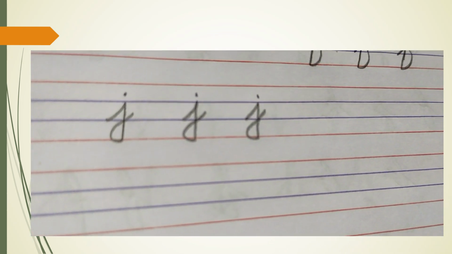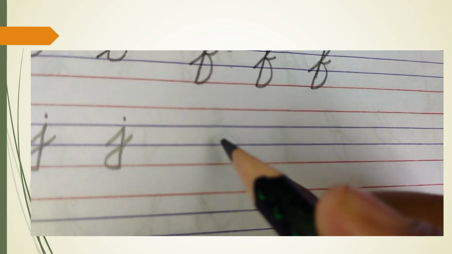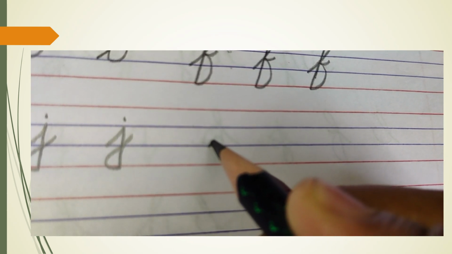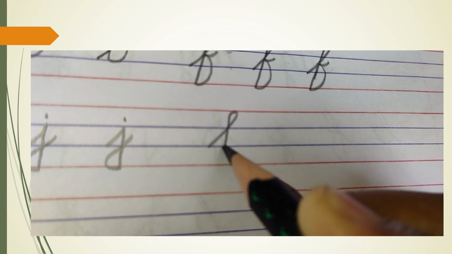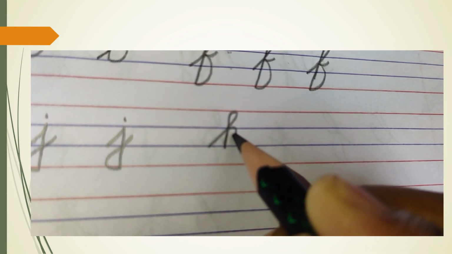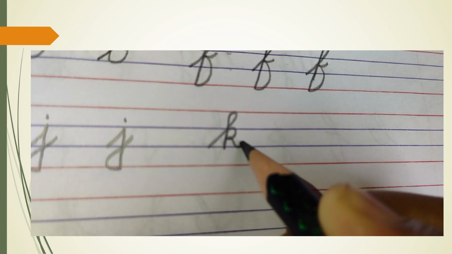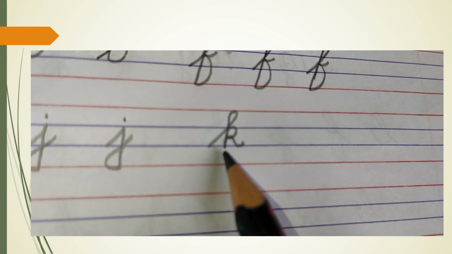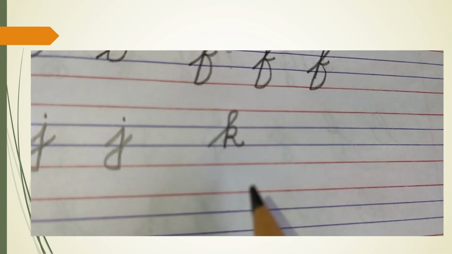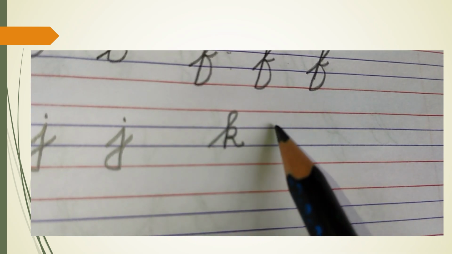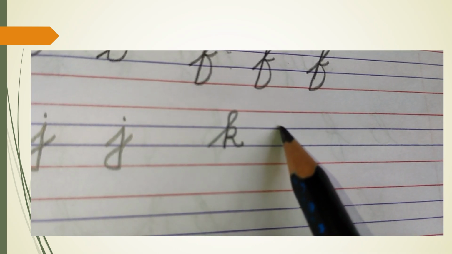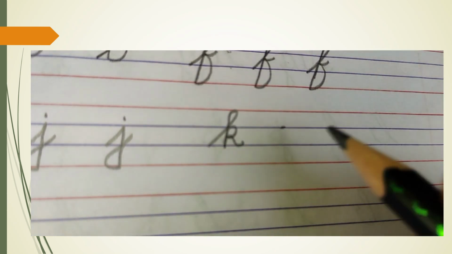Now let's move on to K. Start curve and touch to the first line, come back and put one bump, end with a small curve. When you are writing K, the intersecting point should be on line 2 only. In the second line, this intersecting point should become in the second line.